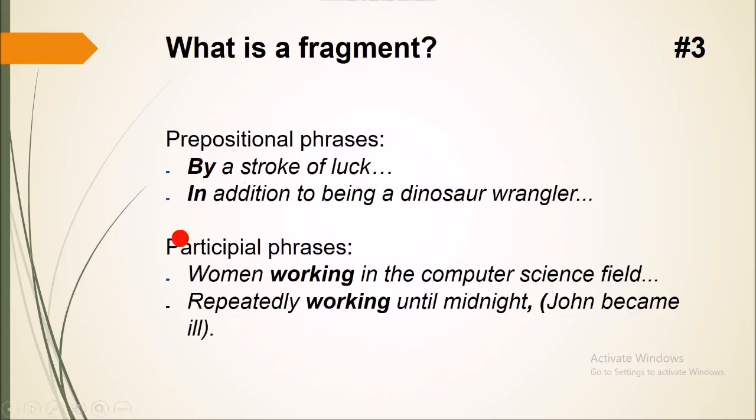We have some types of fragments, like prepositional phrases, for example, by stroke of luck, in addition, and participle phrases, like working repeatedly working until midnight. John became ill, repeatedly working until midnight. Here we don't have a subject.